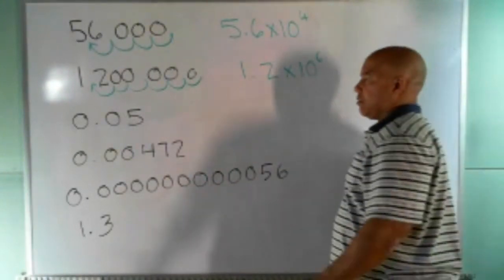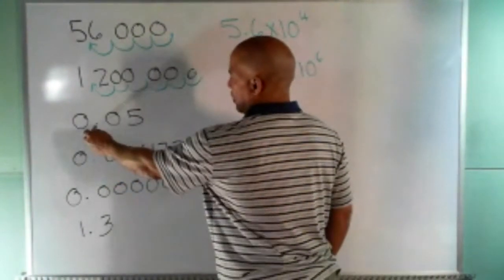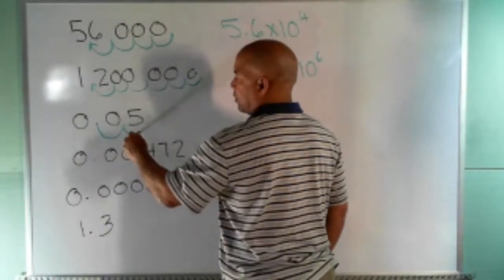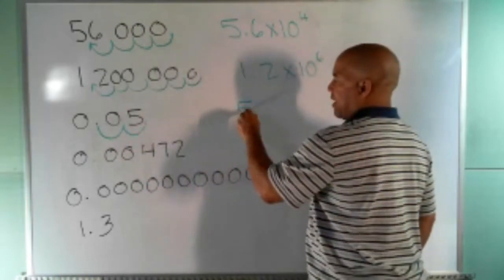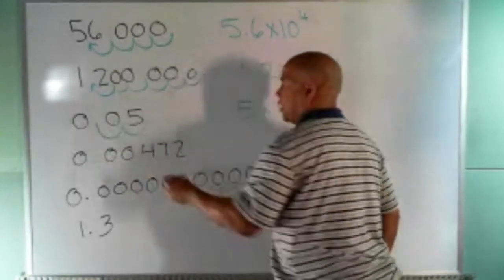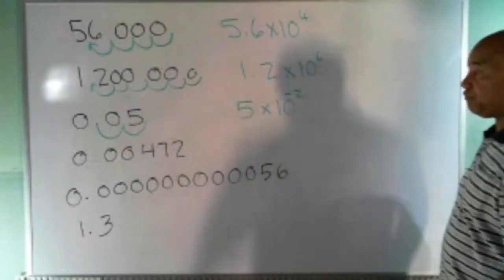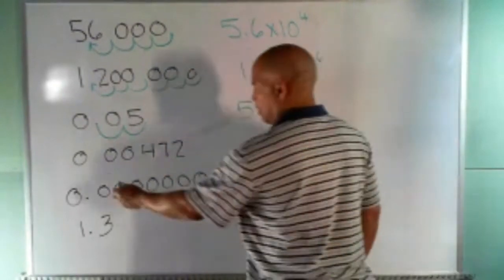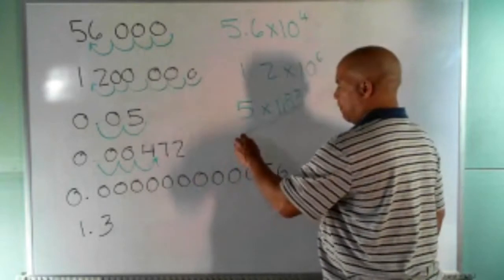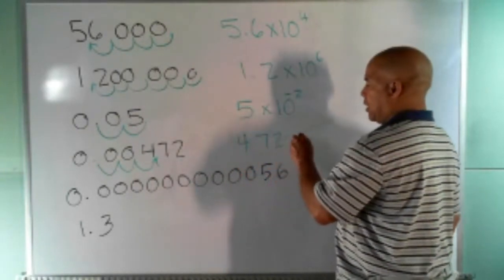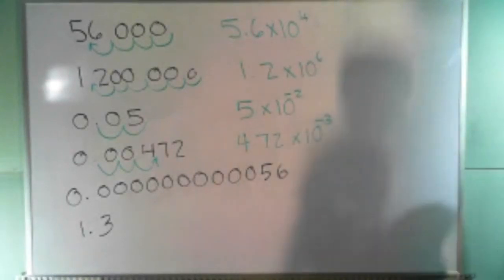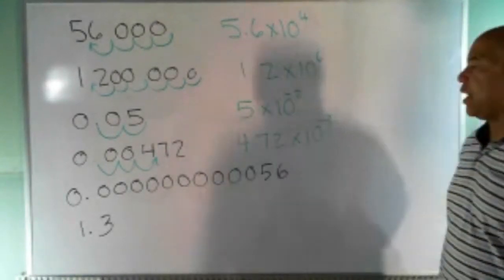This one, you got to be careful. Because when coming from over here, that means I'm going to have a negative number when I'm done. For one, I go 1, 2, so it's 5 times 10 to the 2. But since this number is between 0 and 1, it's a -2. This one, 1, 2, 3, so 4.72 times 10 to the 3. And again, it's a -3, so I start with a number between 0 and 1.